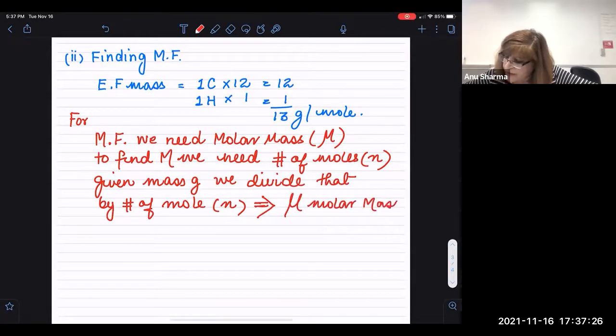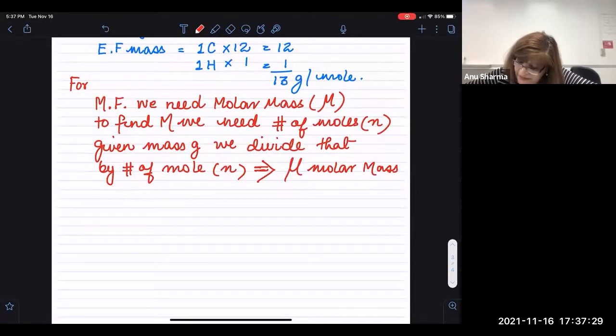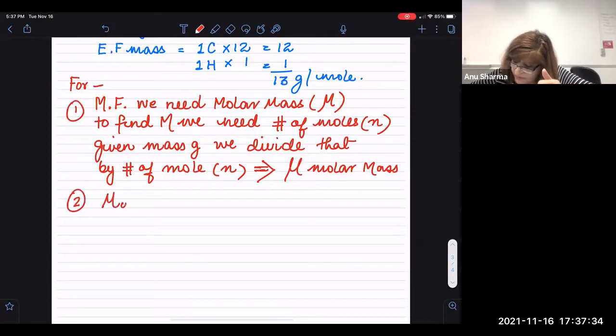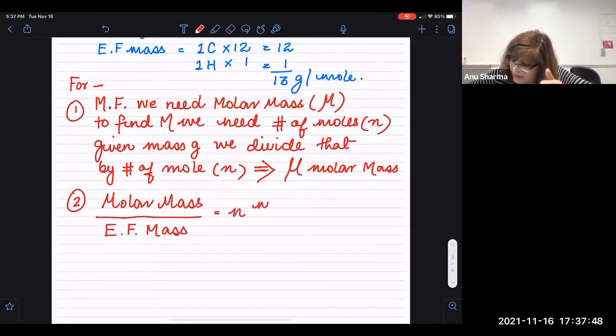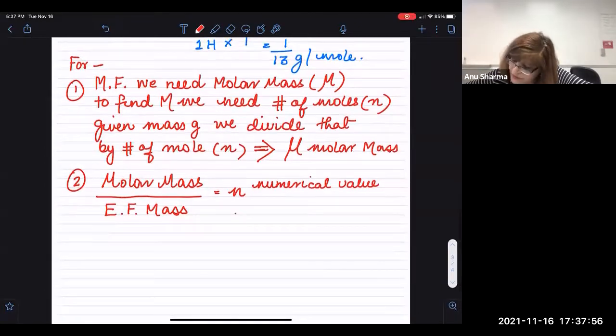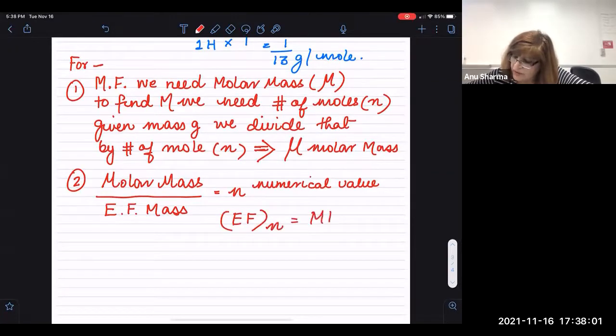Okay, so once you get the molar mass, then that's the second step. Once you get the molar mass, you divide that by the empirical formula mass. And this gives you the numerical N value. And this numerical value is not the moles. So you just take that times the empirical formula to get the molecular formula. Okay, so this is the strategy.